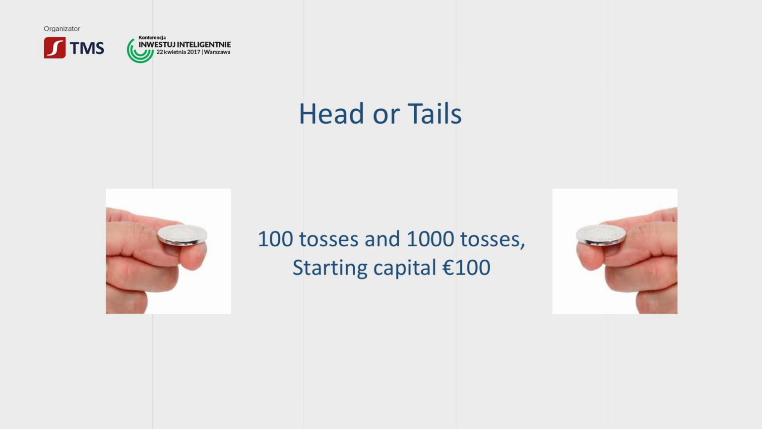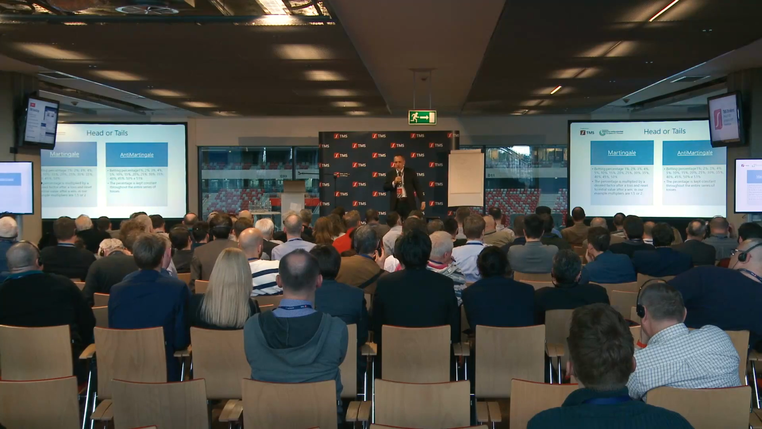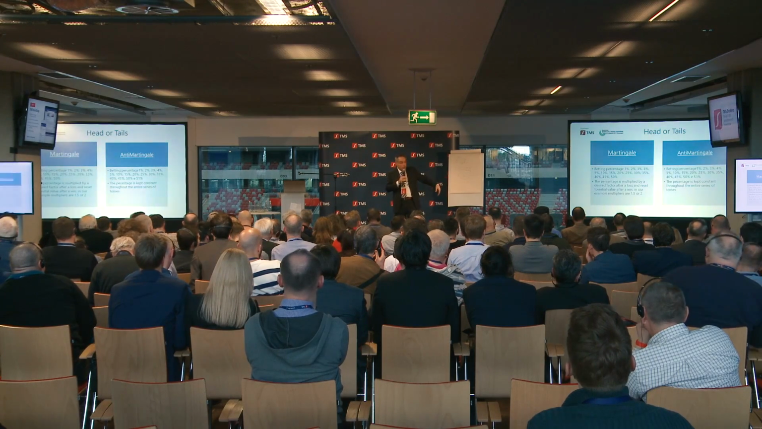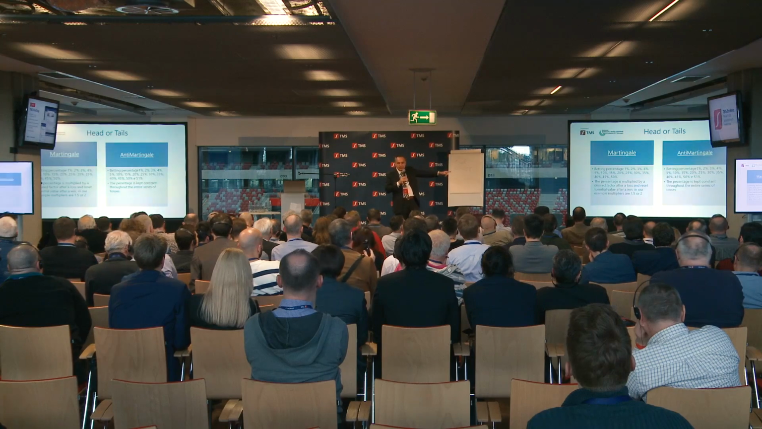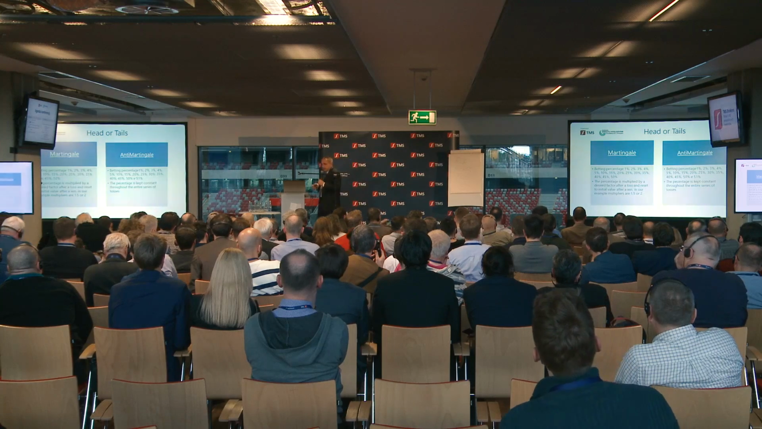Let's run a simulation. Heads or tails. Now, you're not seeing it here, but I made this in Excel. 100 tosses or 1,000 with a starting capital of 100. In the simulation, we imagine different scenarios where we start with martingale at different percentages, 1, 2, 3, 4, and so on. And then, in one simulation, we decide to multiply the exposure by 1.5 after a loss. In another, we multiply by 2. We double the exposure. On the contrary, anti-martingale, we start with similar starting points, but we keep them constant throughout the history of our game.